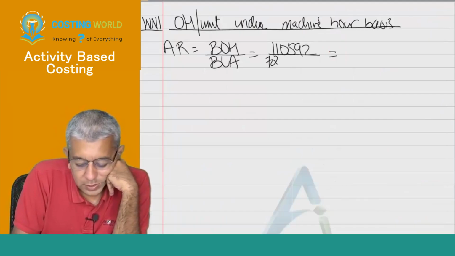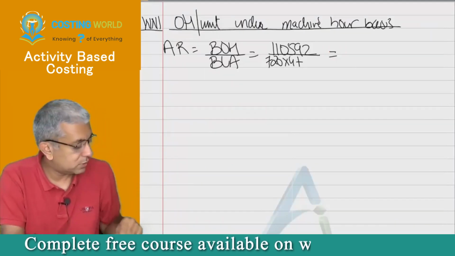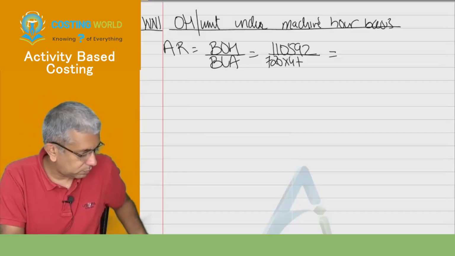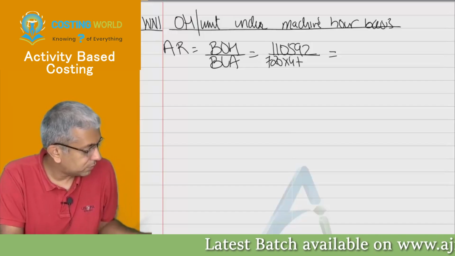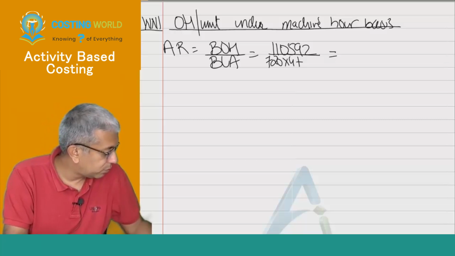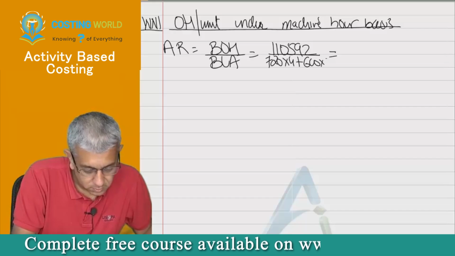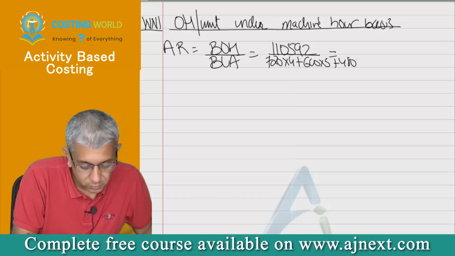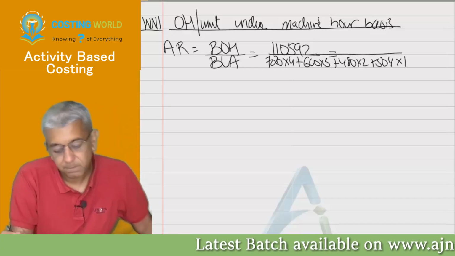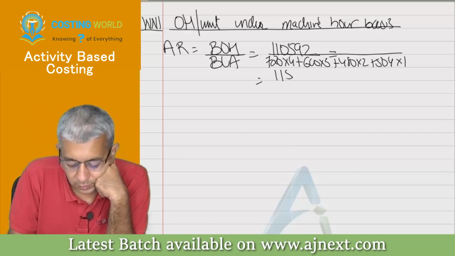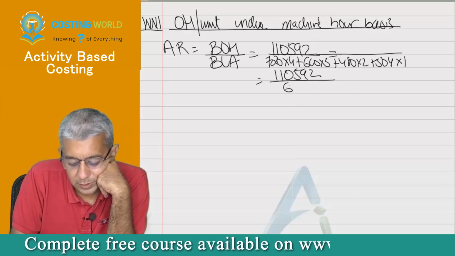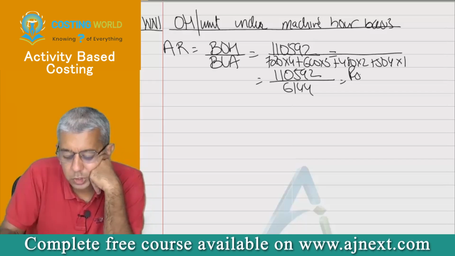So, 720 into 4 plus. What's the next one, beta? 720 into 4 plus 600 into 3 plus 480 into 2, 504 into 1. So 110,592 divided by 6144. This comes to how much?